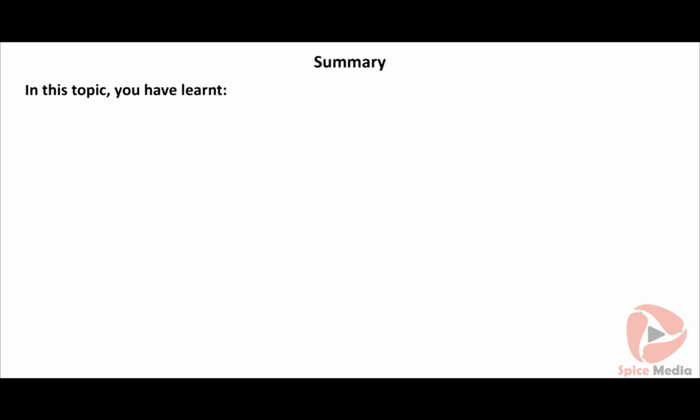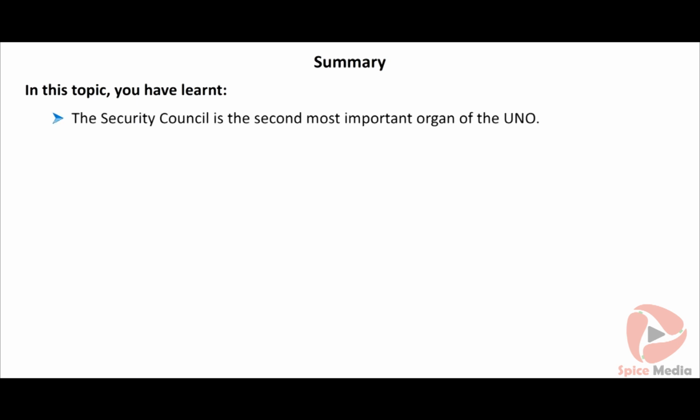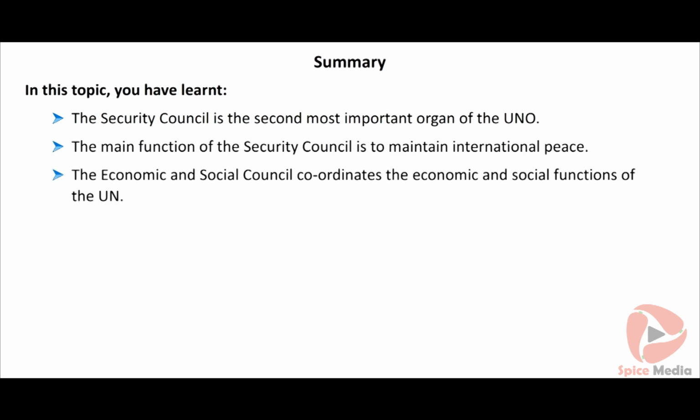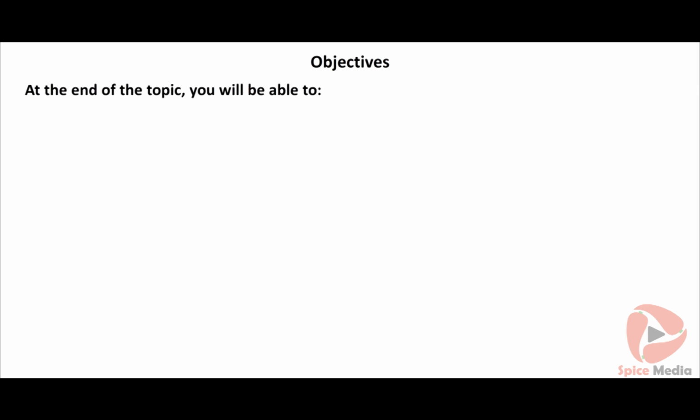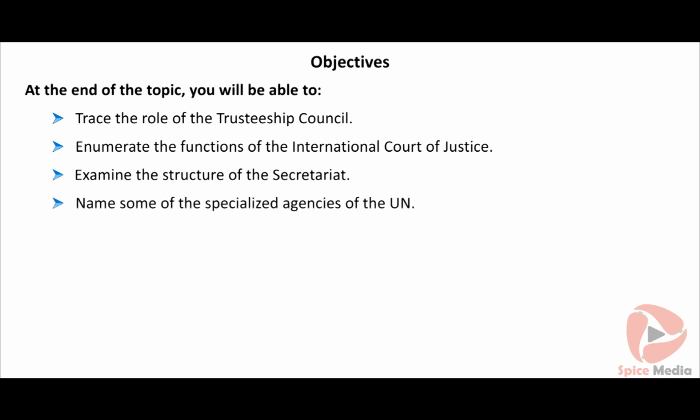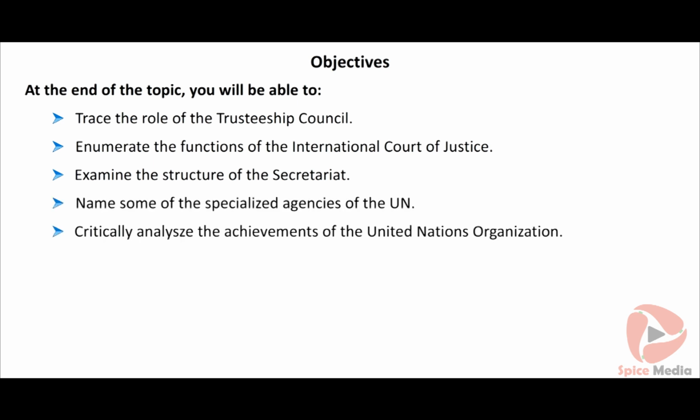In this topic, you have learnt the Security Council as the second most important organ of the UNO. The main function of the Security Council is to maintain international peace. The Economic and Social Council coordinates the economic and social functions of the UN. At the end of the topic, you will be able to trace the role of the Trusteeship Council, enumerate the functions of the International Court of Justice, examine the structure of the Secretariat, name some of the specialized agencies of the UN, critically analyze the achievements of the United Nations organization.